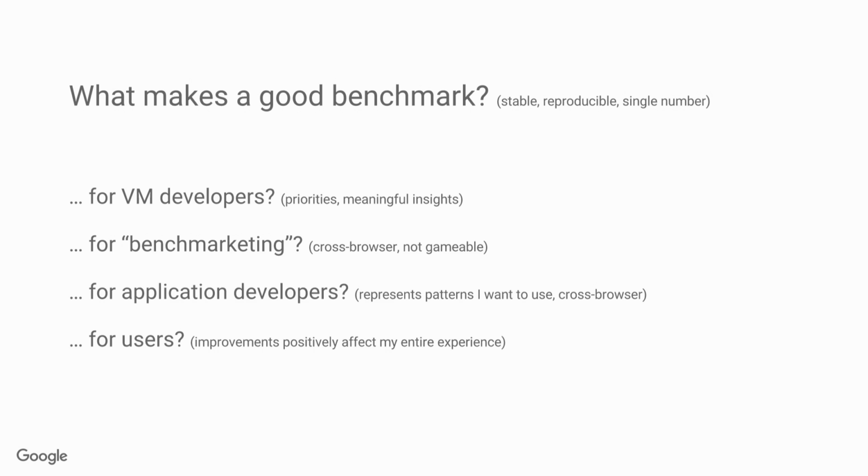This kind of brings us back to the question of what is a good benchmark? What we built, I wouldn't claim is a good benchmark. It doesn't fulfill many of the things that we want. What it fulfills for us is it gives us priorities and meaningful insights as VM developers. It does give us stable, reproducible results. It doesn't give us a single number. We just have numbers for all the different web pages. We can't run it cross-browser at all because we had to hook into the VM to get all these numbers out.